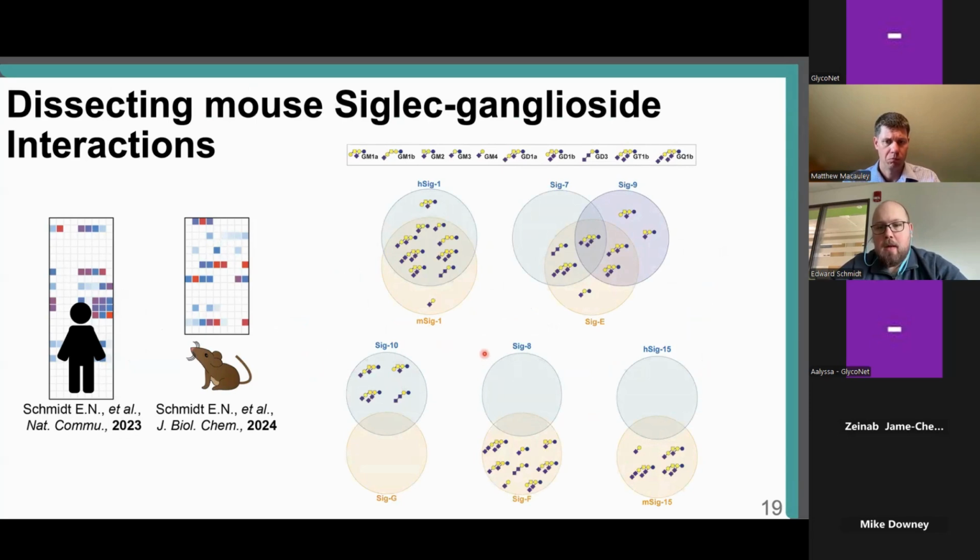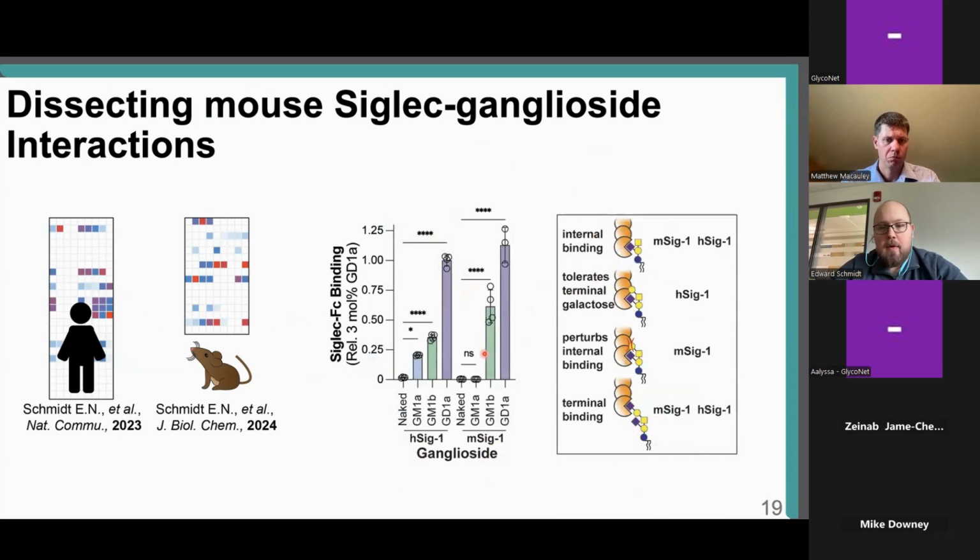And here's a summary of how the human Siglecs compare to their mouse counterparts. But the most exciting one for us was that we found that human Siglec 1 does not engage very well with GM1A, whereas murine Siglec 1, human Siglec 1 does engage with murine GM1A, but murine Siglec 1 does not. And we used GD1A as a control, and we were able to get some GM1B, which is a more uncommon glycolipid, which has the sialic acid at the terminal position rather than the internal position.